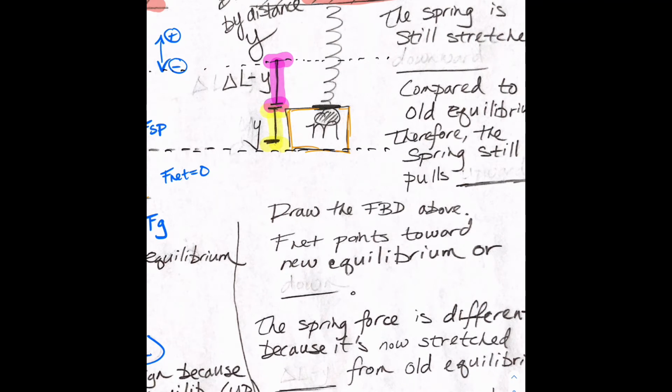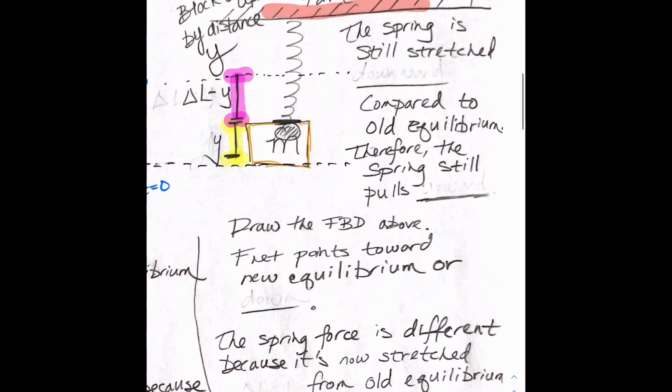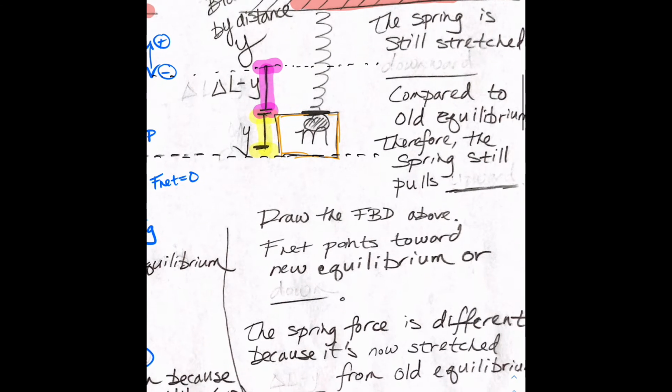So we're going to need to think about that too. The spring is, I guess, getting at the idea that the spring is still stretched downward, right? And so let's go ahead and add that in. And we mean downward from old equilibrium.